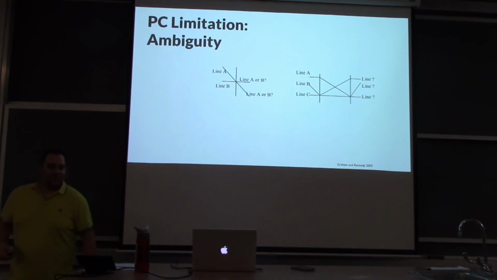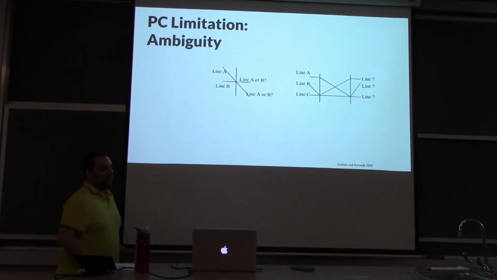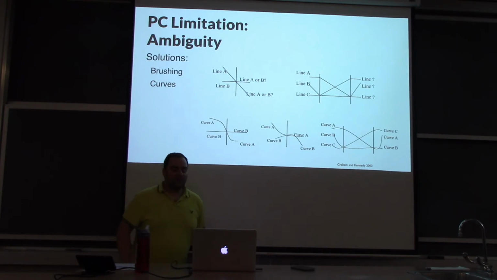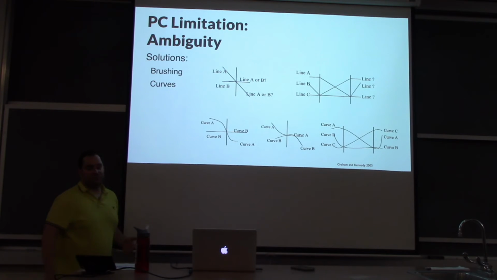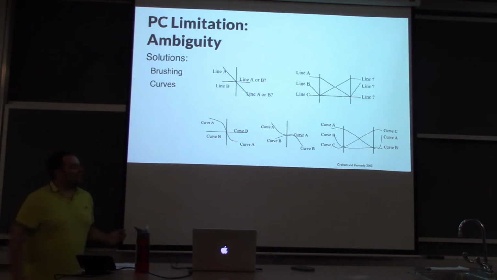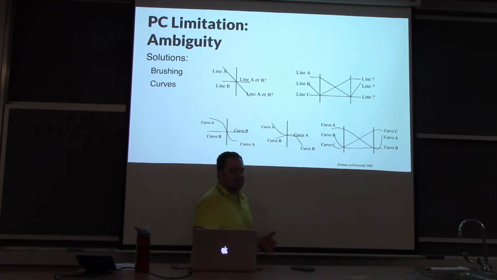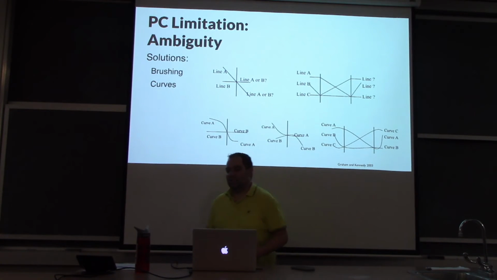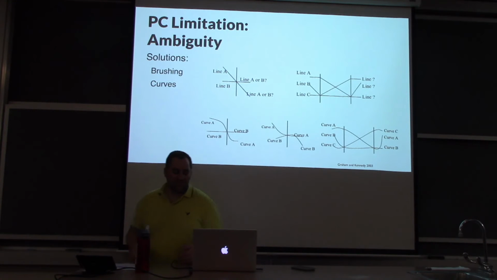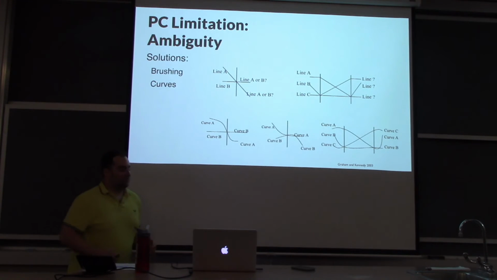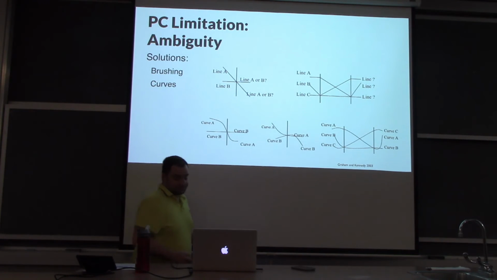There is, of course, the obvious way to resolve this ambiguity by brushing, or you could also use curves. And if you use curves, this goes away. However, with curves, this is not really a big problem if what you care for is mainly trends. This is more of a problem if you want to see details about each individual item.